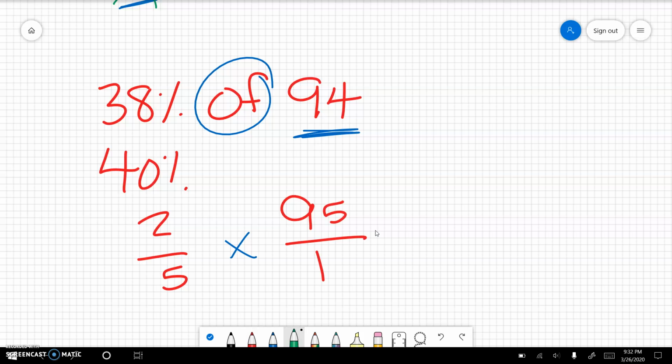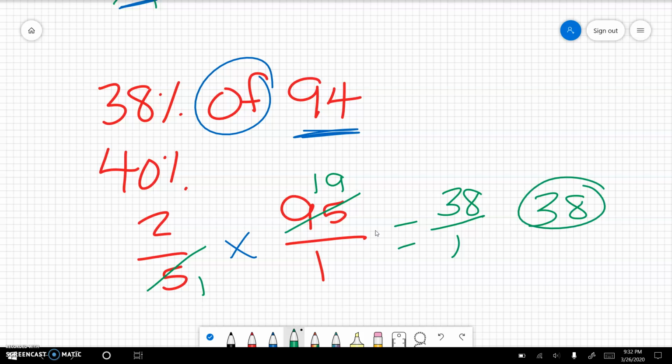So then I'm going to go through and I'm going to solve by simplifying. 5 goes into 5 once, 5 goes into 95 19 times. Now I'm left with 2 over 1 times 19 over 1. 2 times 19 will give me 38 over 1, which, as you know, is really just 38. And then that would be your answer. Okay, let's try another one here.